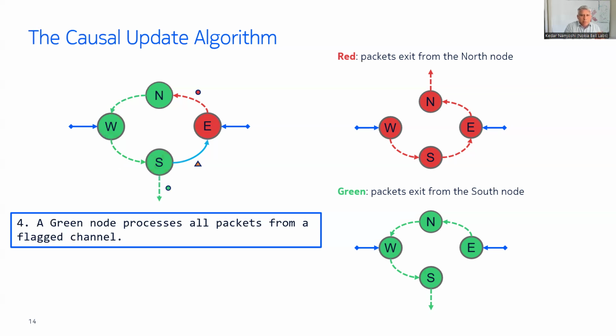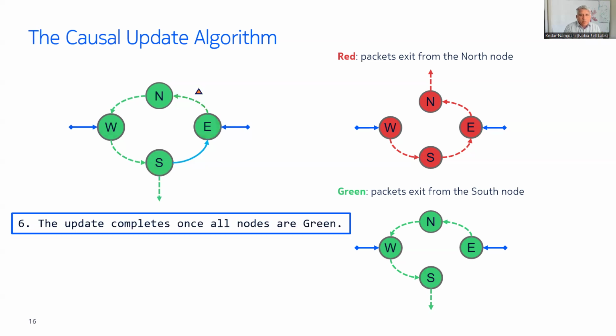But what of this little red packet that is sitting there on the east to north channel? Now, the north node should not process this packet because, as we have seen, that creates a routing loop. So the general rule is that a green node will drop all packets from unflagged channels. So it drops this red packet until it gets a marker, and then the channel turns green and it can start processing packets from its input. At this point, the update has completed. All nodes are green. The routes are set up as in the green configuration, as you can see.